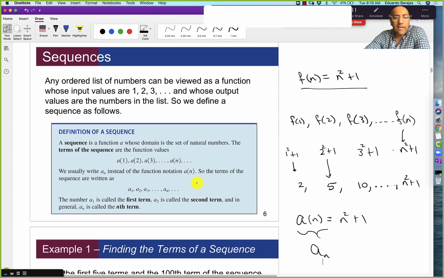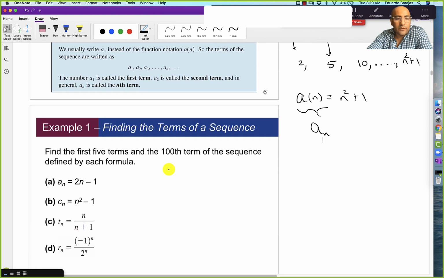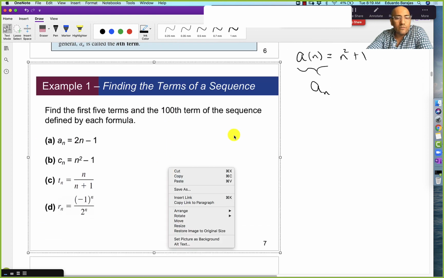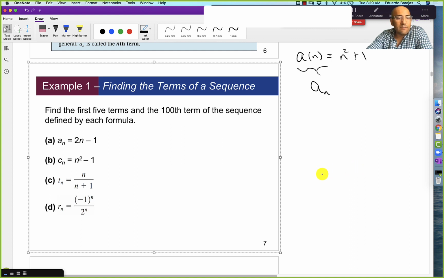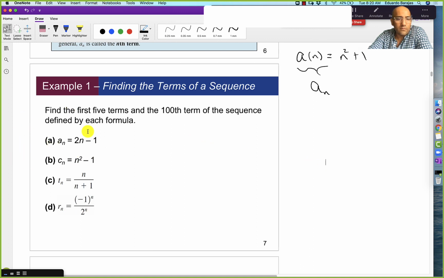Right? Not every sequence has a perfect little formula to describe it, but like I said, it's very useful when there is a nice formula and we can do more work with it when we have the formula. Sometimes the exercise will be to find that formula, if you can. Good. Any questions? So far, we're good? Okay, so here's some examples. Find the first 5 terms and the 100th term of the sequence defined by each formula. Okay, so remember, this is a function where the input is the counting numbers.